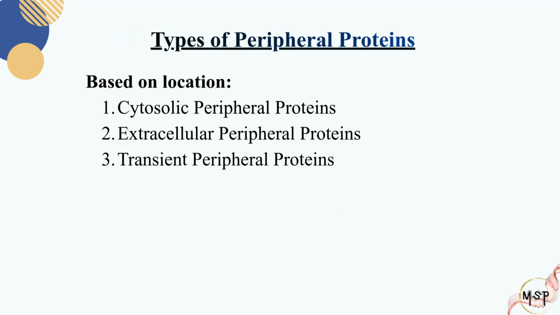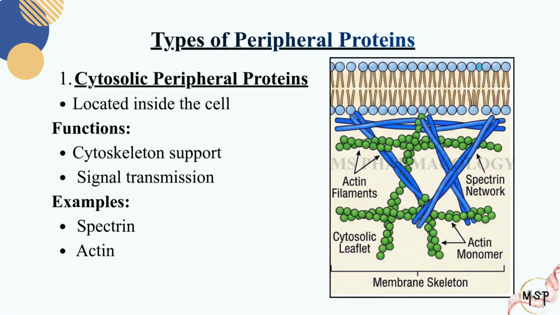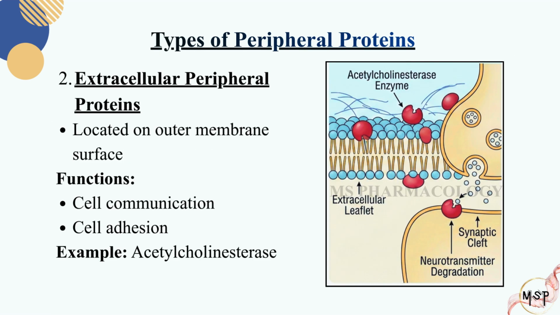There are 3 main types, based on where and how they attach. First is cytosolic, inside the cell, often involved in signaling or supporting the cytoskeleton. For example, spectrin and actin help give red blood cells their shape. The second is extracellular, outside the cell, involved in communication or adhesion. One example is acetylcholinesterase, which resets muscle contraction.